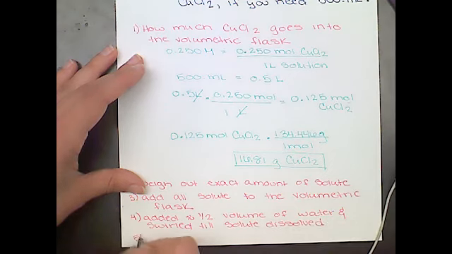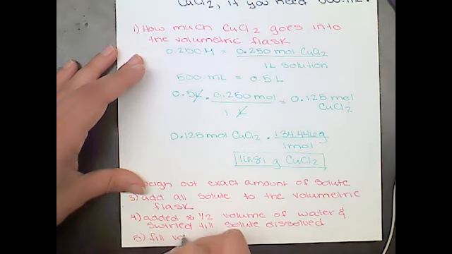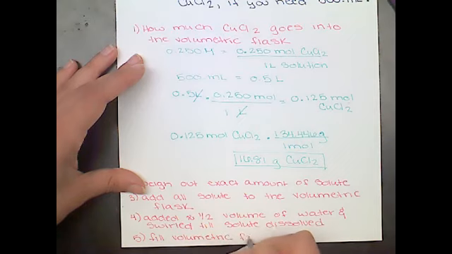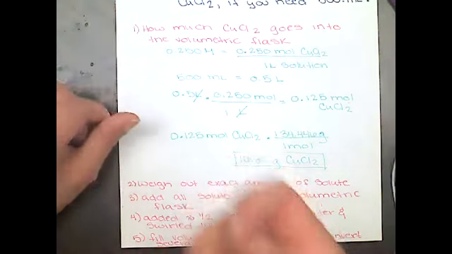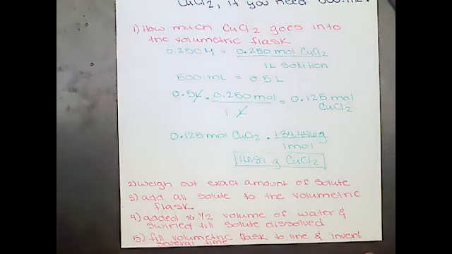Then the last step that you do is that you fill volumetric flask to line and invert several times. Invert just meaning to turn it upside down so that we mix all of the water. So that is how you make your solutions.